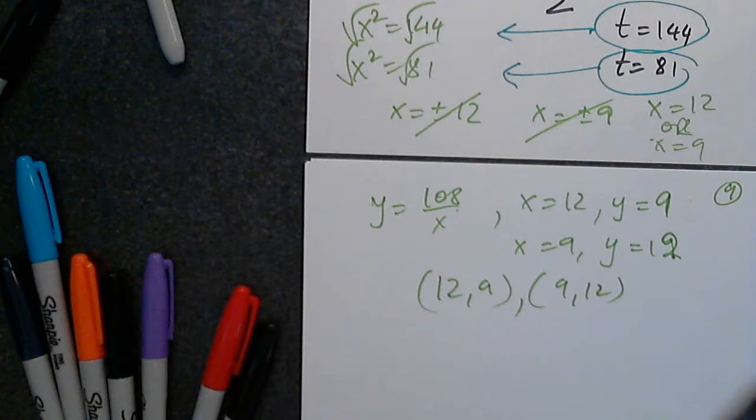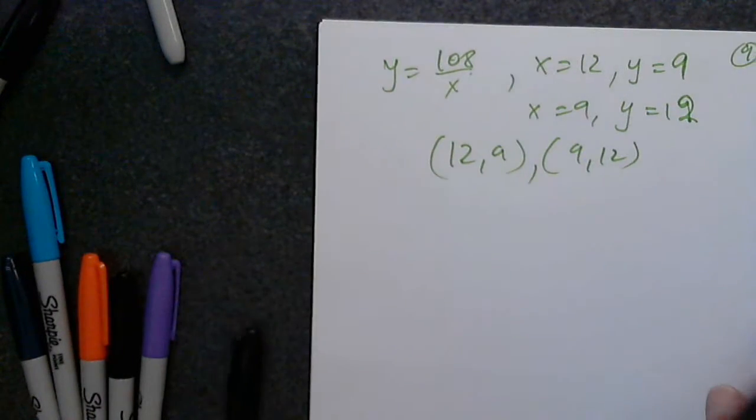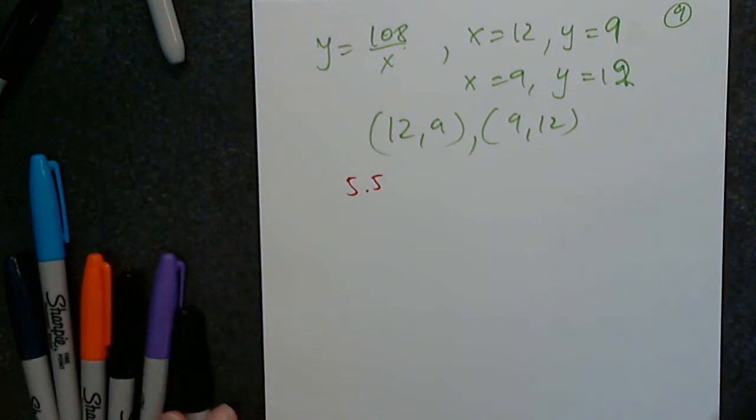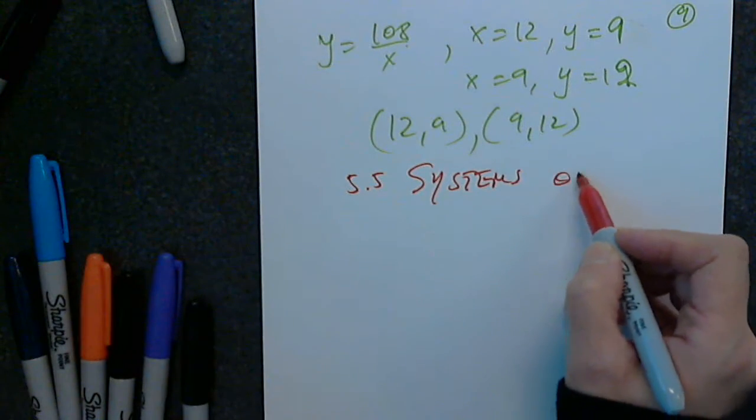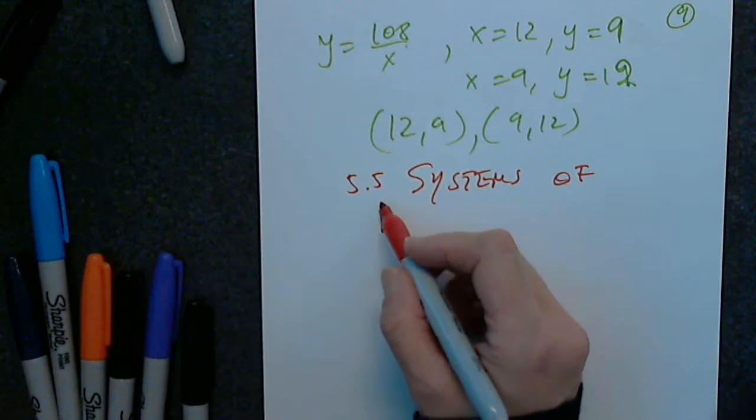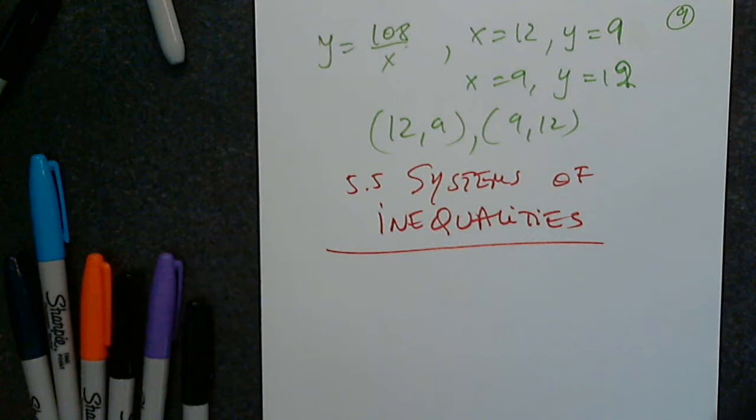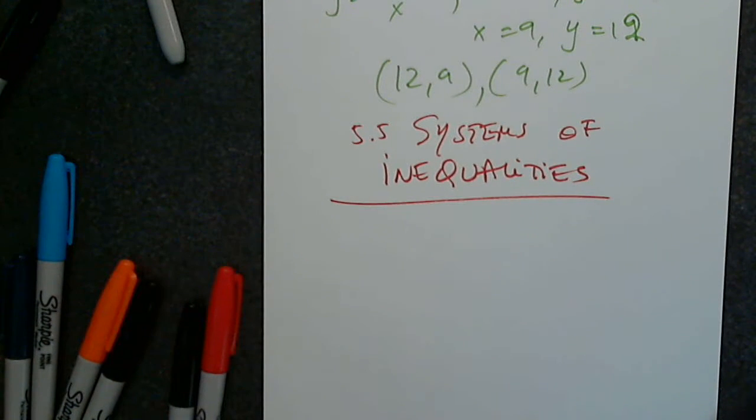Last section of chapter 5. So 5.5. This is something that you also, I'm sure, remember from your past experience with math: systems of inequalities. They can be linear or nonlinear. So let's take a look. Of course, in this case, we will not be able to present the solution as an ordered pair.